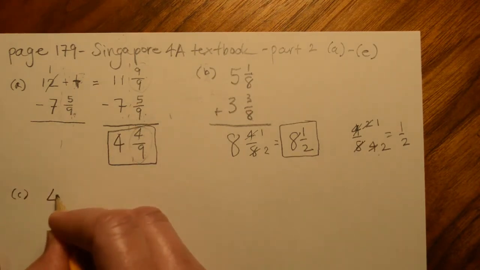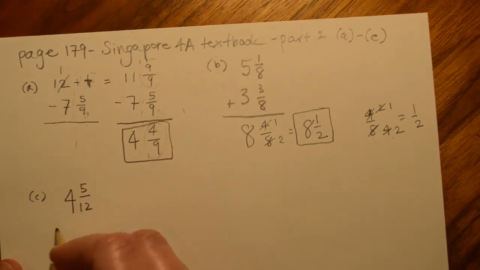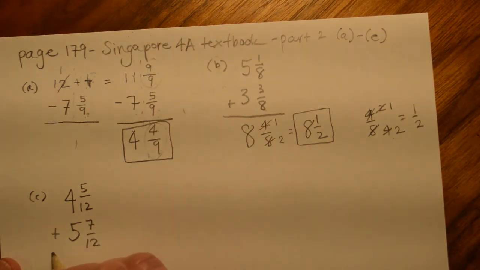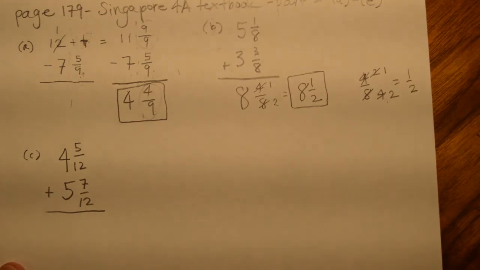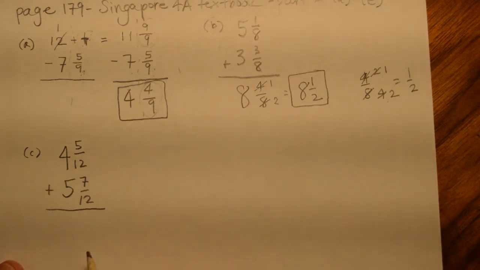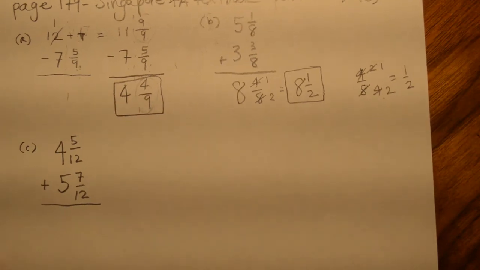says 4 and 5/12 plus 5 and 7/12. Again, common denominators, so this one's going to be pretty straightforward. So pause it and do this one on your own. Again, there is one tricky part about that, and that is the fraction part. When you get done, there's something you have to do to that. So go ahead and add them together and see what you get, and then come back.